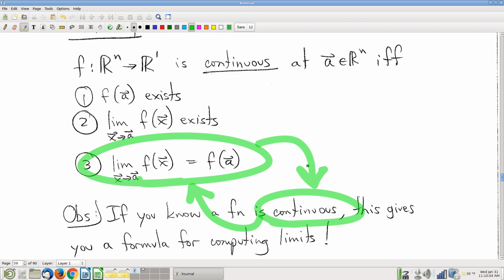Is everybody comfortable with why circular reasoning is unacceptable? It's absolutely not okay. So the complaint would be, how can I use this to compute a limit if I have to know the function's continuous? In other words, if I have to compute a limit in order to justify using this formula. So what's the value in it?